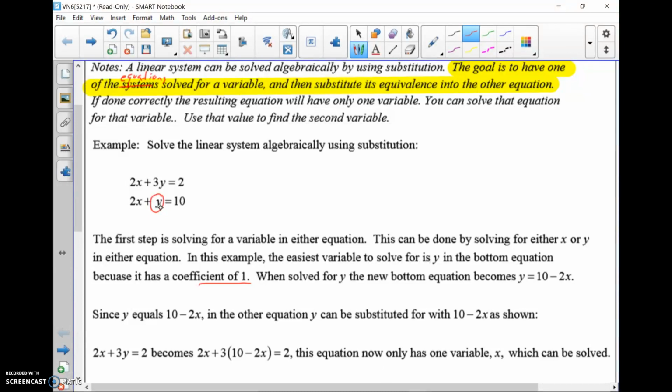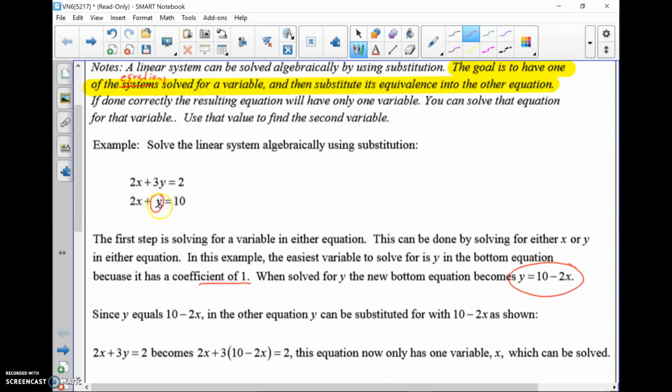That's the easiest thing to get alone because I could just subtract or add things away from it. If I wanted to get the x alone here, I could, but I'd have to divide by 2 to get rid of the 2. But if I have a coefficient of 1, I don't need to do any division.